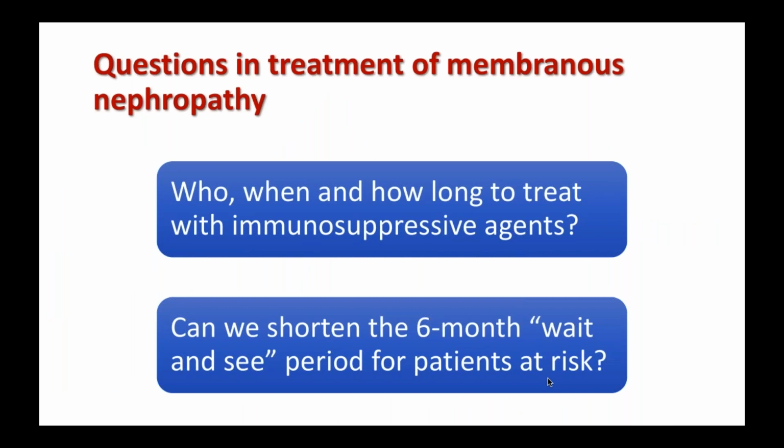There are two important questions now in the treatment of membranous nephropathy, and let's try and see if we can answer them better. The first question is, who should we treat, when should we treat, and how long should we treat with immunosuppressive agents? And the second question is that normally we recommend that all patients with membranous nephropathy should be treated with ACE inhibitors and statins, etc., for at least 6 months to see whether they can enter complete remission. Can we shorten this period for patients who are at high risk of progression?